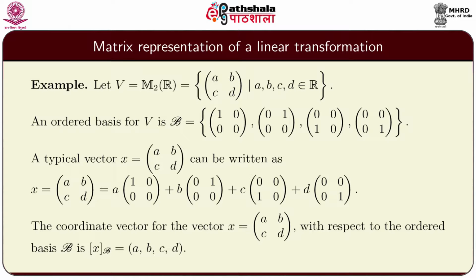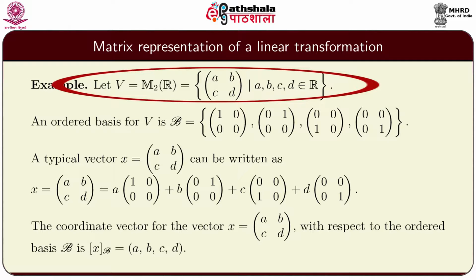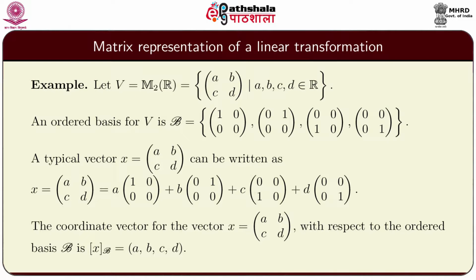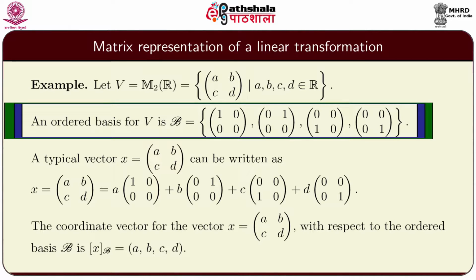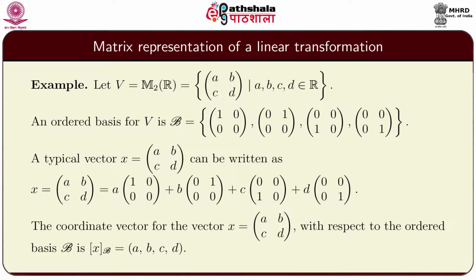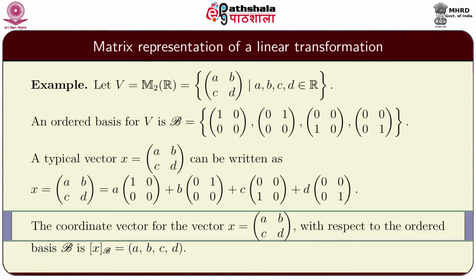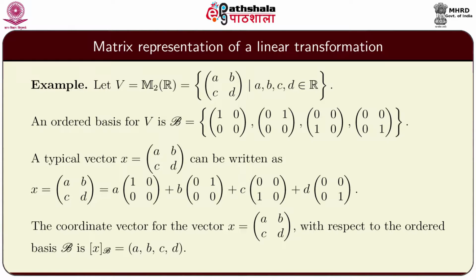Let us look at one more example. Let V denote M2(R), that is the collection of all 2 cross 2 matrices with real entries. Then an ordered basis for V is given by the set B, where these are the matrix units. There are 4 matrix units because it is a collection of all 2 cross 2 matrices, and if we take this particular ordered basis, then any x which is a 2 cross 2 matrix (a b; c d), typically this can be written as the linear combination of those matrix units, and therefore the coordinate vector for the matrix would be the 4-tuple (a, b, c, d) with respect to this particular choice of ordered basis for V.